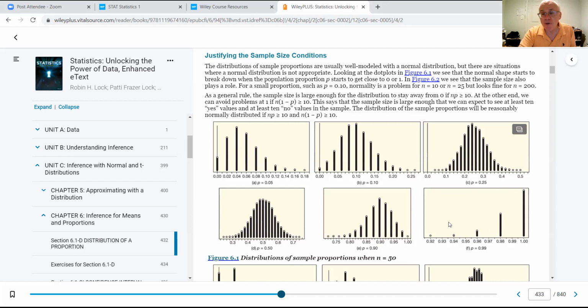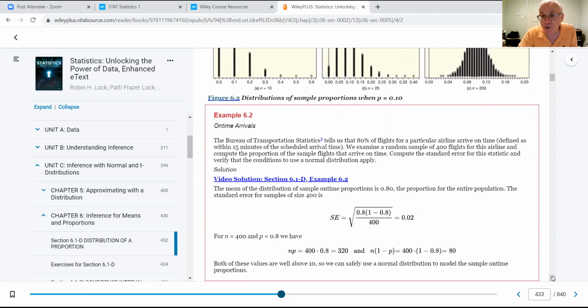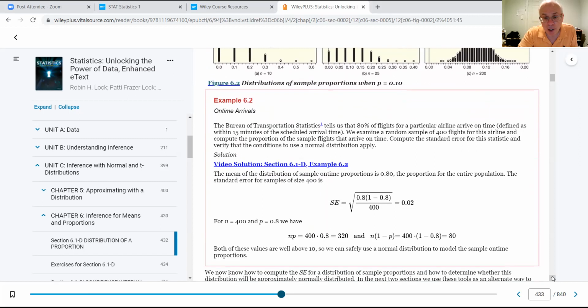For all the procedures we're going to be doing for creating confidence intervals and doing hypothesis tests, we want normality. We want the sampling distribution to be normal. So with a proportion, what's required is the following. And this is what you need to remember. This is going to be asked for both in our tests and also the final exam. We have to do the following calculation.